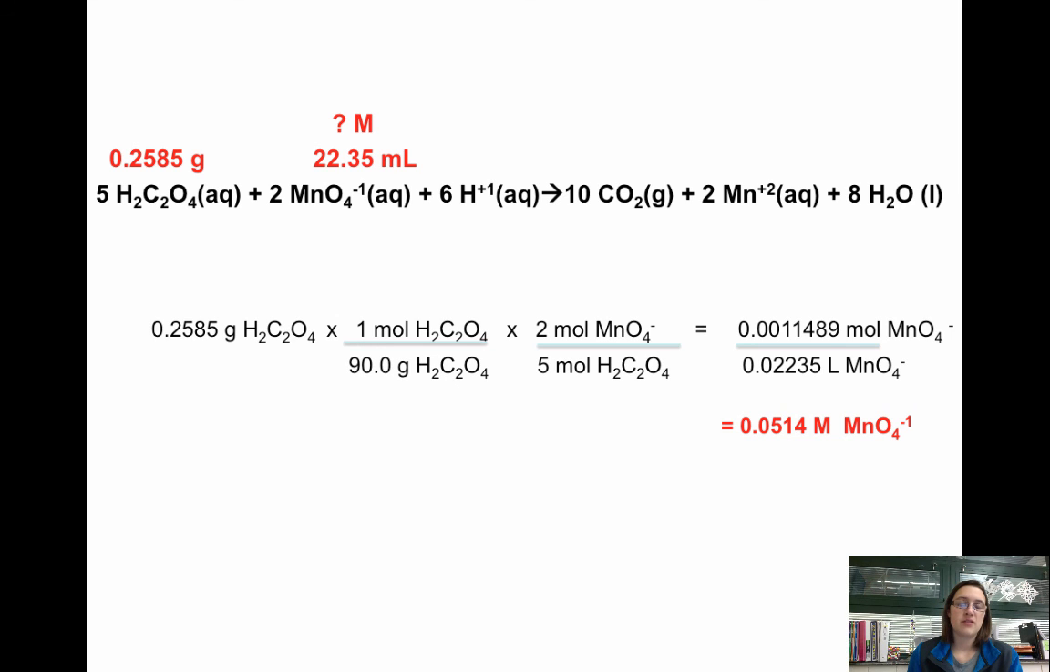Notice the only difference between this and what we've done before is balancing the redox reaction, but you're still using stoichiometry exactly the same, just like you did in the strong acid, strong base titration.